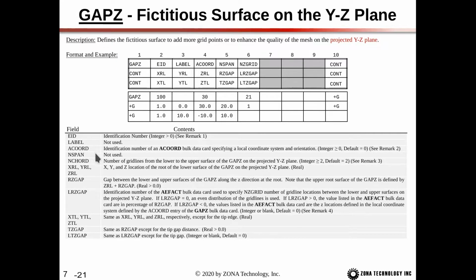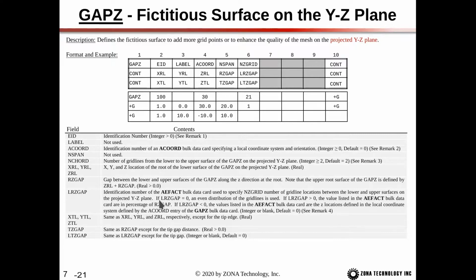So essentially N span is just equal to 2. N chord, oh, sorry, this should be NZ grid. So up here we have NZ grid, so this right here should be NZ grid. This is the number of grid lines from the lower to the upper surface of the GAPZ on the projected YZ plane. And then XRL, YRL, ZRL is the location of the root of the lower surface of the GAPZ. RZ gap is the Z distance between the lower and upper surface of the GAPZ along the Z direction.